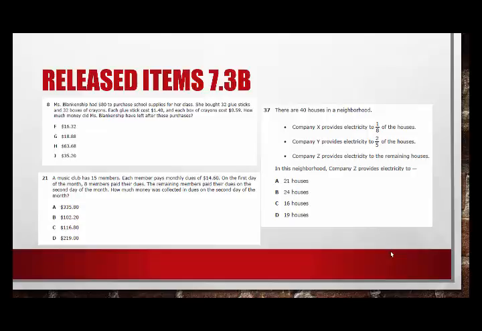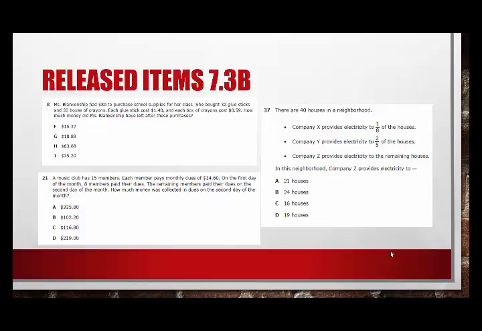Of these 3 items associated with this student expectation, as a district we scored highest on number 8. As a district we scored lowest on item number 37. I would encourage you to review your campus data, and if you were a teacher last year, your teacher data, to see how your students performed on these items, and use the data to help you make instructional decisions.